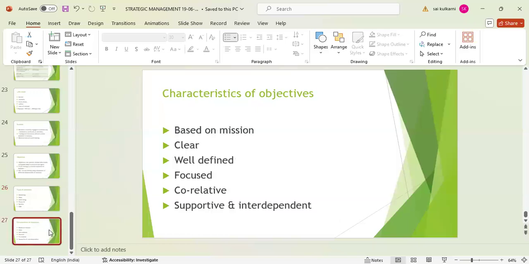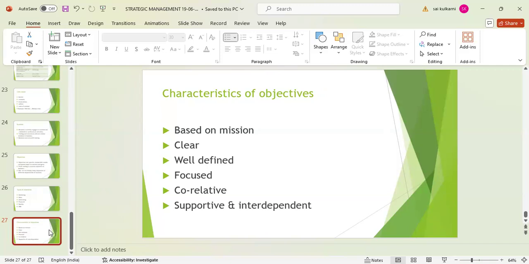But these objectives should be correlative. In the characteristics, we will discuss that. The objective of the business should be based on the mission. If the mission of a business is to deliver or render services to defense, then the objective is also to render the best services to defense only. It is the same example of DRDO. So vision, mission and objectives should be correlative. It should be based on the mission.